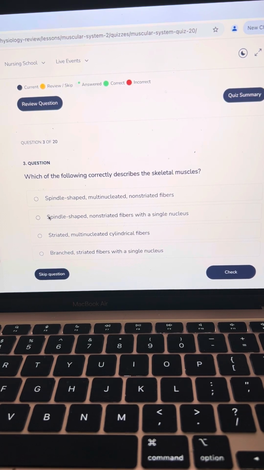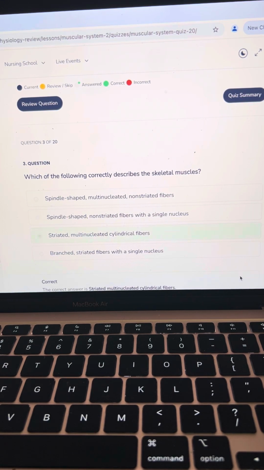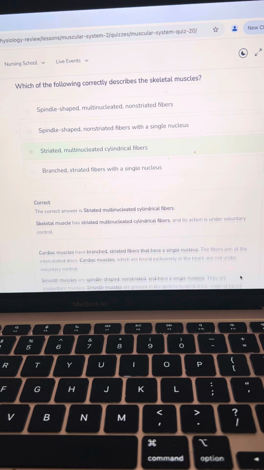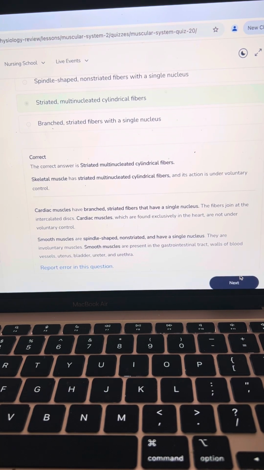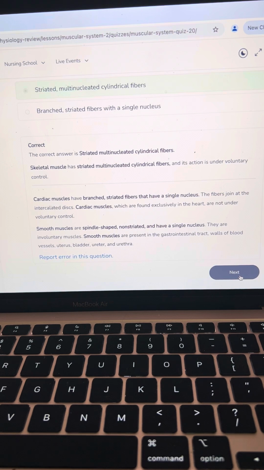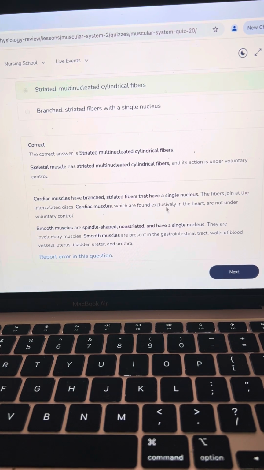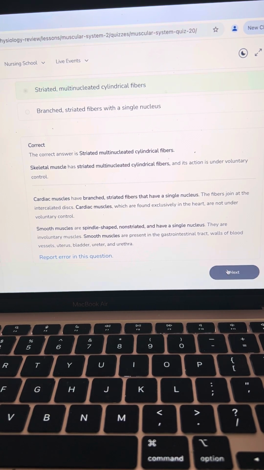And I am going to go with striated, multinucleated, cylindrical fibers, okay? And of course, I've had like four lessons or something, and they go over all this, right? But here's your explanation, and it'll tell you about all the different muscles, if I'm not mistaken, right?